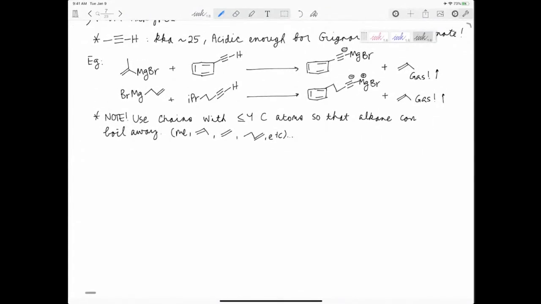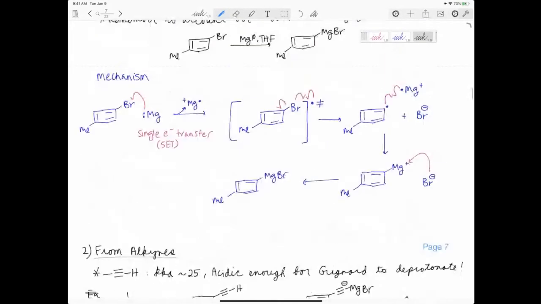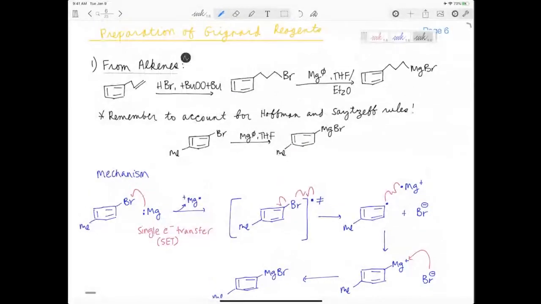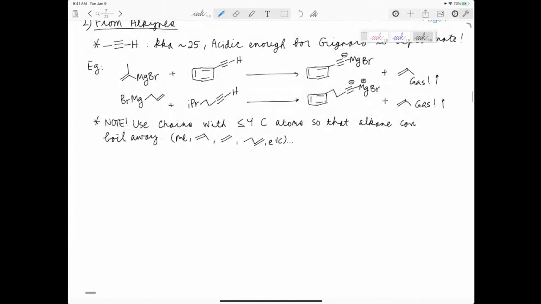Okay, let me see. Are there any mechanisms for this? No, it's your lucky day. We don't have mechanisms for alkynes. So we talked about alkenes, now we talk about alkynes, and we are pretty much done here. So whatever you have attached to your Grignard reagent is going to end up boiling away, and then the Grignard reagent is going to attach itself to the alkyne.